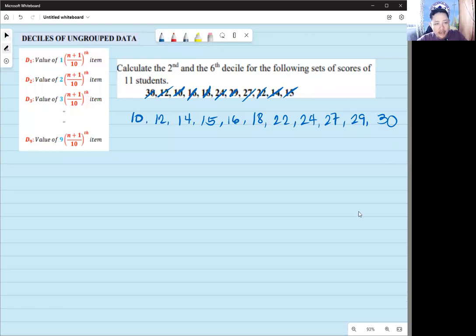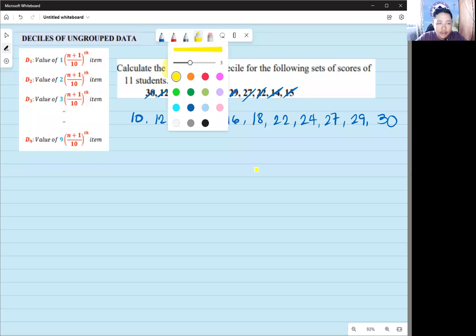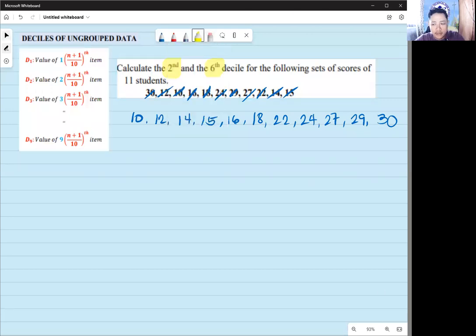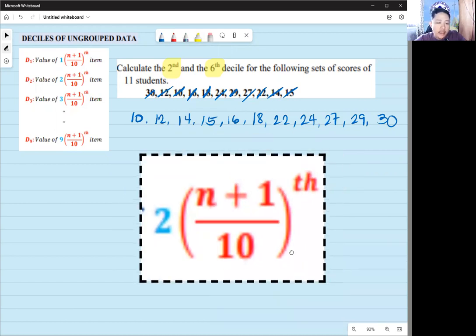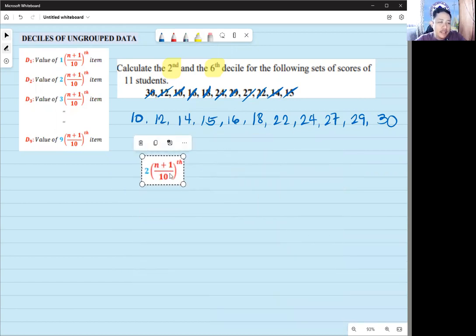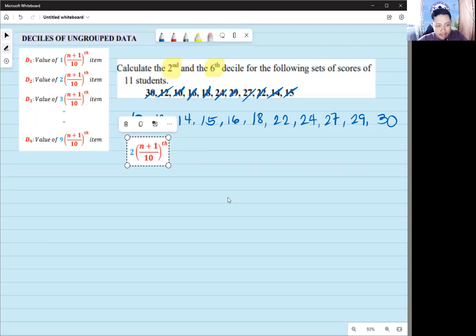And after that, since we are solving for the second and the sixth decile, we will be using the formula. Actually, they are just the same: the n plus 1 over 10th. The 2 here varies with the number of the decile that we are solving. If we are solving for the second decile, we use 2. If we are solving for the sixth decile, we use 6 instead of 2. Got it? This is just easy. Let's do this now.